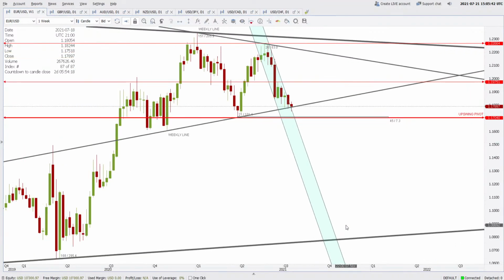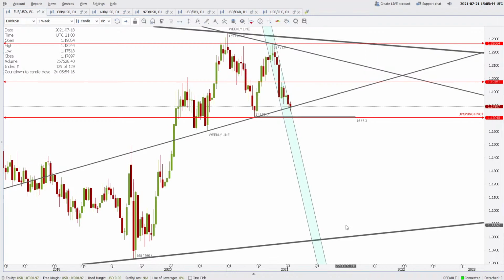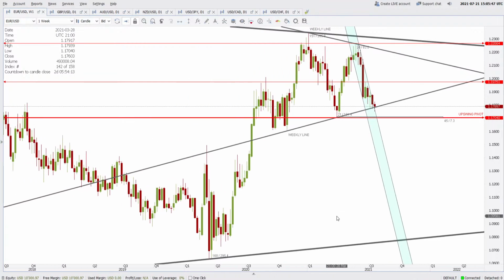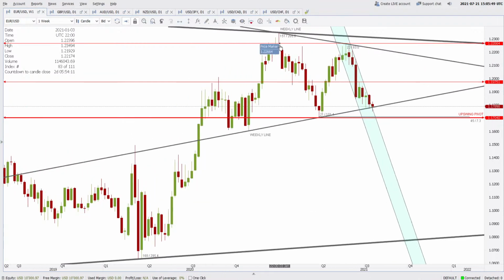So what this setup is suggesting is that there is literally a formation of a double top pattern, with one top here at 1.12266 levels and the other here at around the same level.